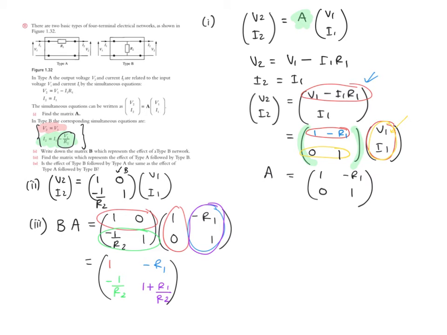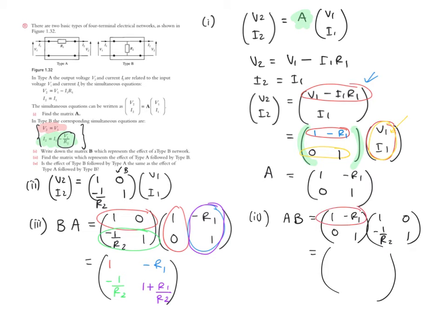Now part 4 says, is the effect of type B followed by type A the same as the effect of type A followed by type B? So this is type A followed by type B in part 3. So in part 4, what we can do is switch the order and have B followed by A. So we simply just write the matrices out in the other order. So matrix B is, of course, going to be applied first, effectively, and matrix A is going to be applied afterwards. So matrix A is 1, 0, minus R1, 1, and matrix B is 1, 0, minus 1 over R2, 1. And let's do our matrix multiplication.